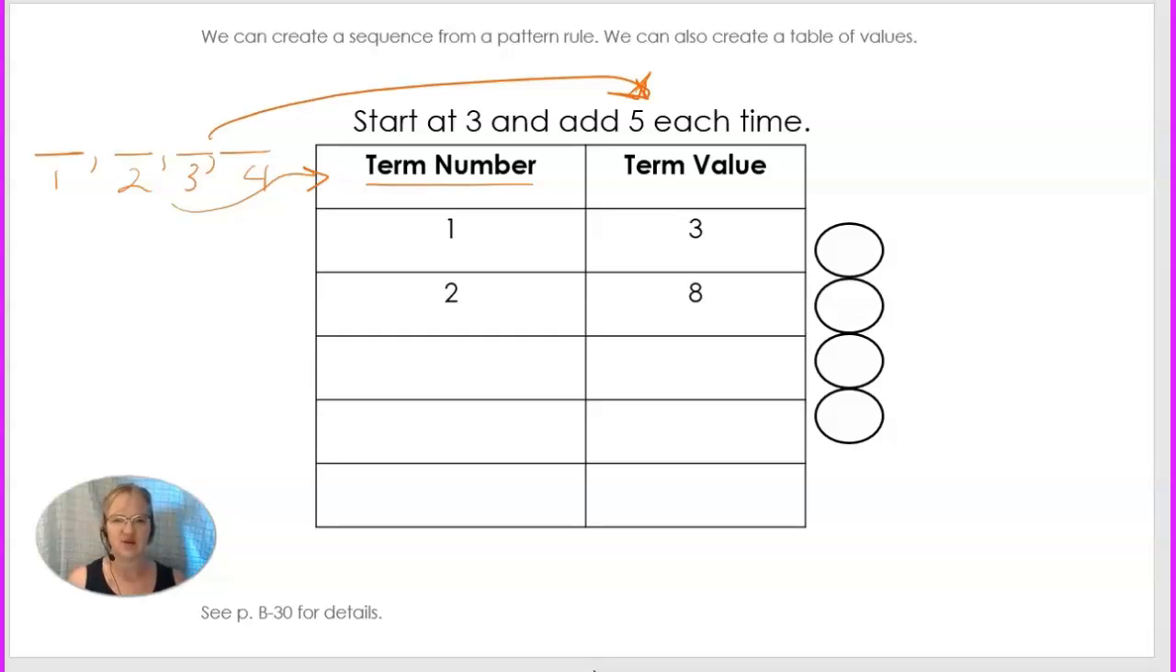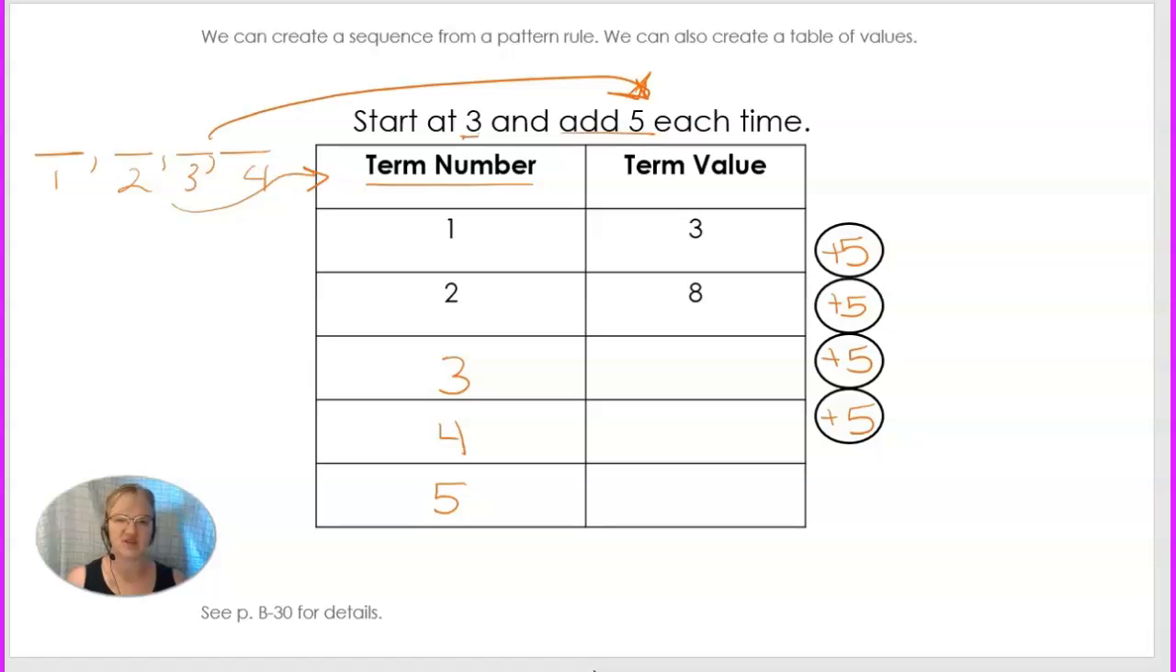So in this, our pattern rule is to start at 3 and add 5 each time. So our first term is 3, that's where we're starting at, and we're adding 5 each time. So we would add the 5 in the circle over here. 3 plus 5 is 8, and that gives us our second term. We know that we're going to add 5 each time because that's what it says in our rule up top. We can fill these in. And we know that our term number is going to go up by 1 each time. So we start with the first term, second term, third term, fourth term, and fifth term.